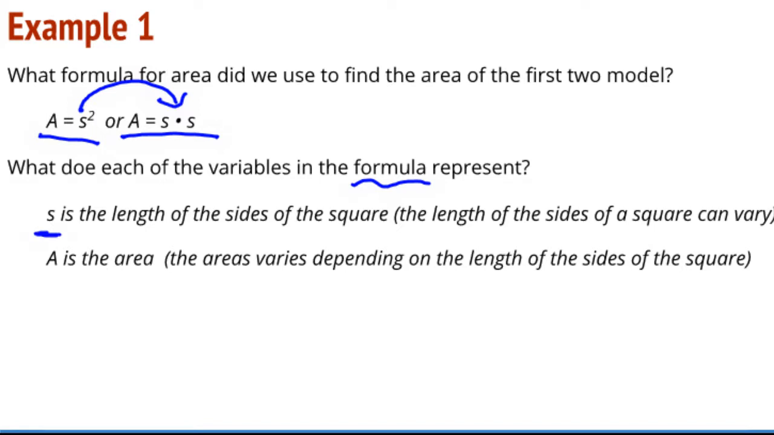And I'd like to point out that S is a variable, and so the length of the side of the squares can change. We could have a square that's got 3 units on a side, a square that's got 9 units on a side, a square that's got 55 units on a side, a square that's got 4.5 units on a side. The big letter A is frequently used to denote the area. Now the area is going to vary depending on the length of the side. So the length of the side is going to decide what is the area.